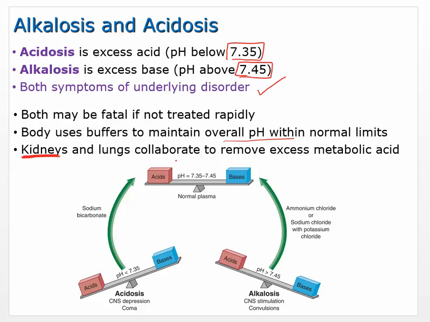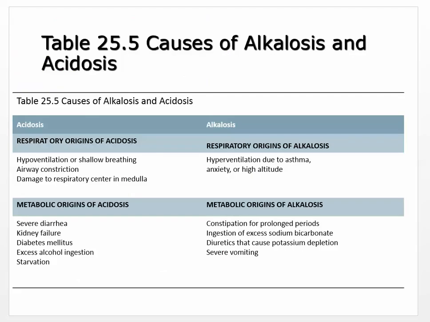That little equation. Okay, so kidney and lungs collaborate to remove excess metabolic acid. Acidosis can be treated by adding sodium bicarbonate, and we'll talk about this later. But for alkalosis, you can add ammonium chloride or sodium chloride, and that will fix that, or at least help correct the pH problem.